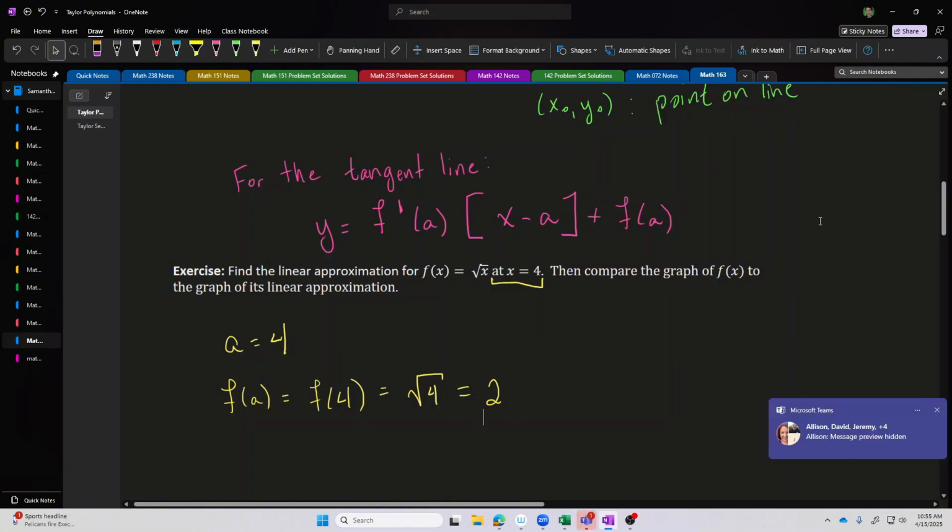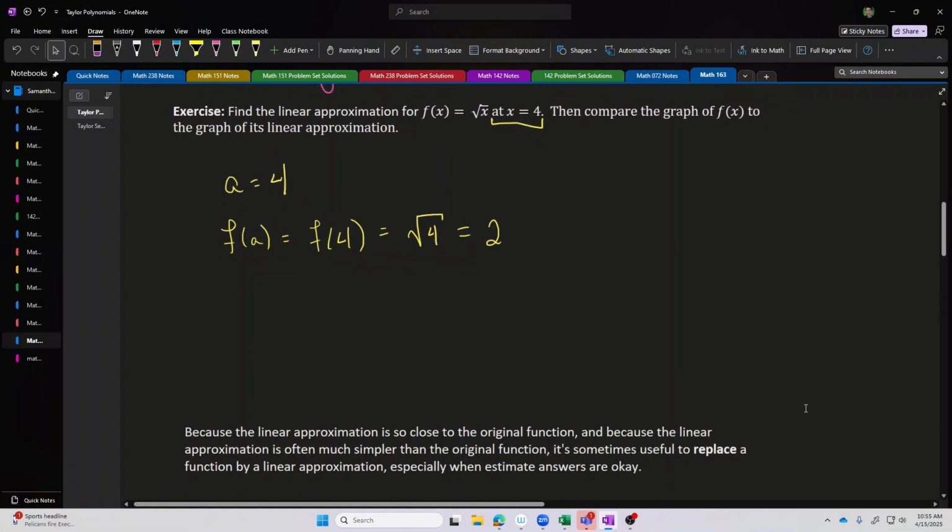Now the last gap that we need to fill in is the slope of the tangent line, the slope of the linear approximation, which would be given to us by plugging the a value, plugging 4 into the derivative of the function that we're working with. So in order to be able to do that, I need to find the function's derivative first.